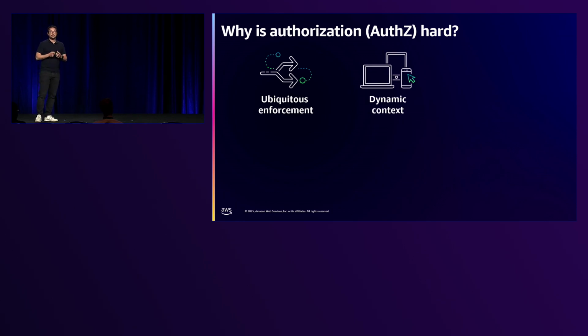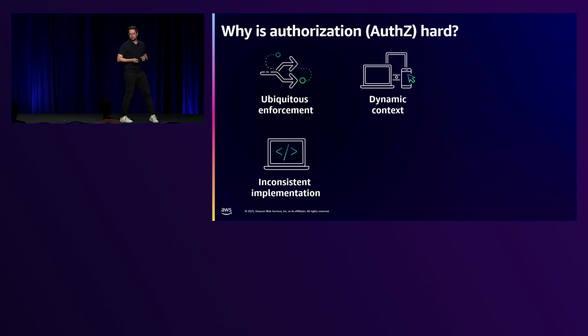Next is the dynamic context. So there are different users interacting with your application. They want to have different endpoints and they interact maybe with different resources. And there's maybe also environmental context, like how they are logged in, that you want to take into account when it comes to enforcing authorization rules. So it's dynamic in nature.